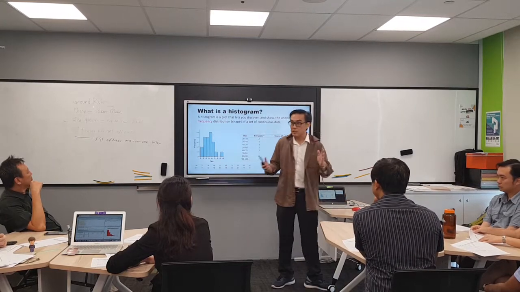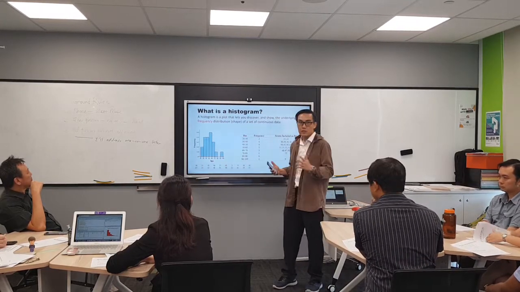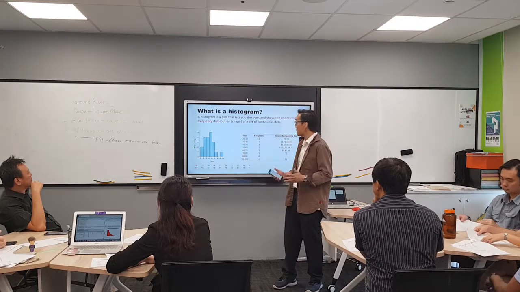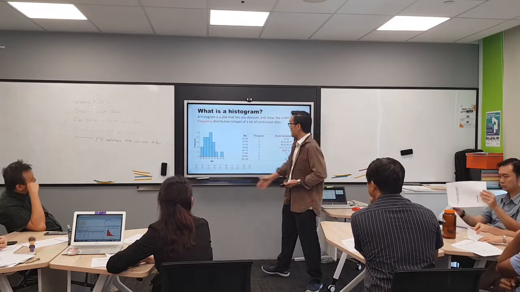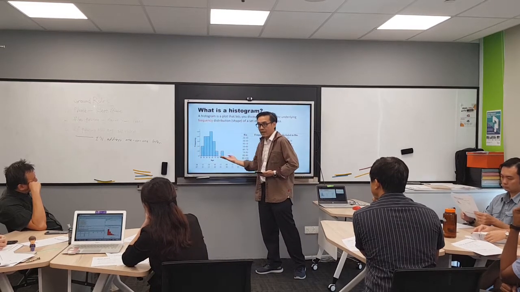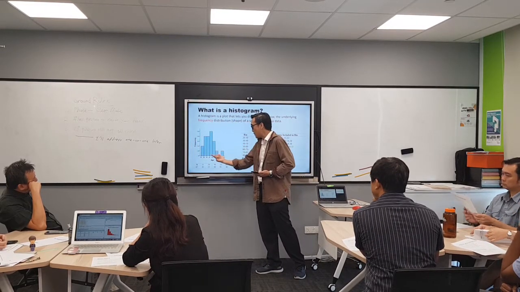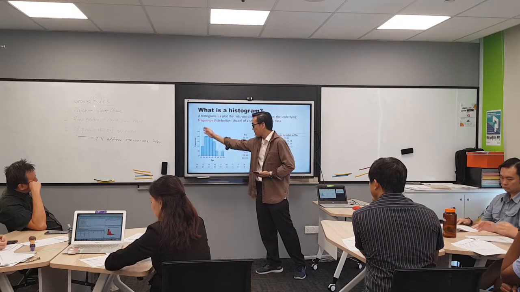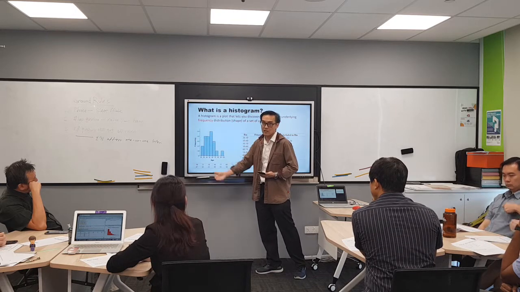Now let's cover some of the basics. What is a histogram? A histogram is actually a bar plot, a vertical bar plot that shows the parameter of what you're going to measure plus the frequency, which is how many times it occurs.